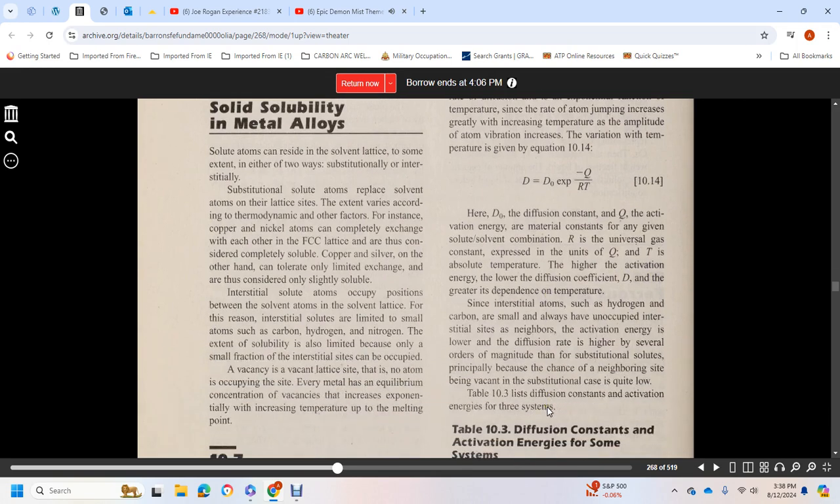Some of the interstitial atoms, such as hydrogen, carbon, and other small atoms, occupy interstitial sites with a lower activation energy and higher diffusion rates, several orders of magnitude above those of substitutional solutes, principally because the chances of neighboring sites being vacant for substitutional atoms are quite low. Table 10.3 shows a list of diffusion constants and activation energies for three systems.